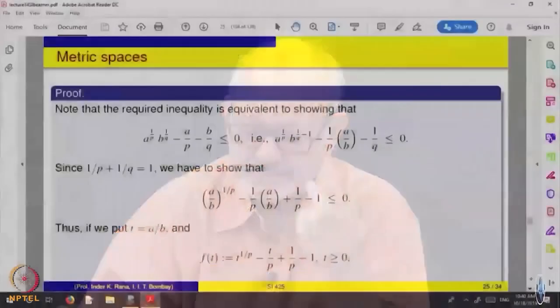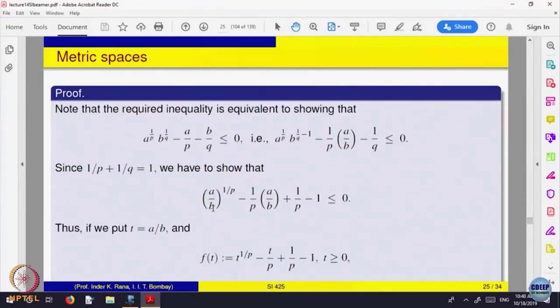a by b, you can call it as a variable t. If I call a by b as t, are you following what I am saying? The given thing less than or equal to 0, I divide by b, so that everything becomes divided by b, and 1 over q in terms of 1 minus 1 by p. So, that gives me t raised to power 1 over p minus 1 over p into t plus 1 over p minus 1 is less than or equal to 0, for every t bigger than 0. a by b you have called as t. So, if I can show that for every t bigger than 0 this holds, then we are through.